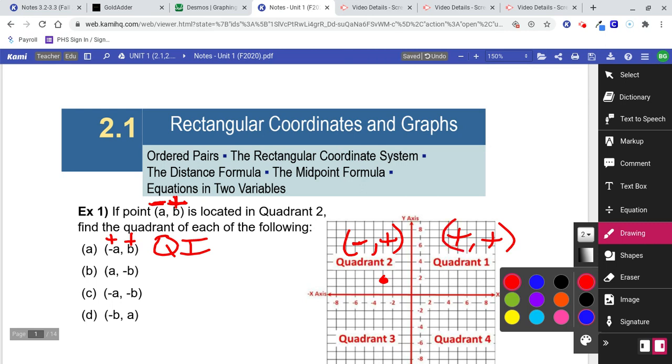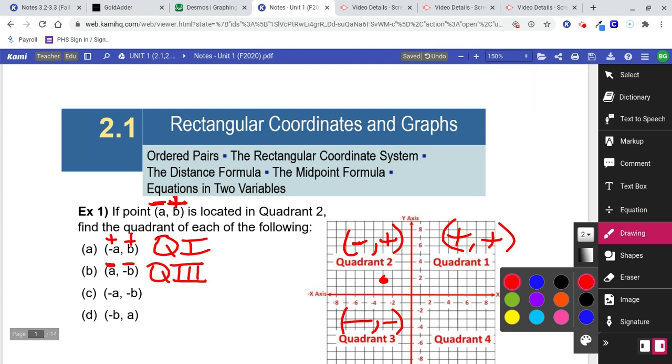So then part B says A, comma, opposite B. It's really hard not to say negative B. I wanted to, but it's not negative. It's opposite of B. Don't think of it as negative B. Think of it as opposite B. So what did A start as? A started as negative. This just says use the same thing. A is negative. Then we've got opposite B. So what did B start as? Positive. So opposite B would be negative. We're negative, negative. And where are we if we're negative, negative? Negative, negative is in quadrant 3. This must be Q3.